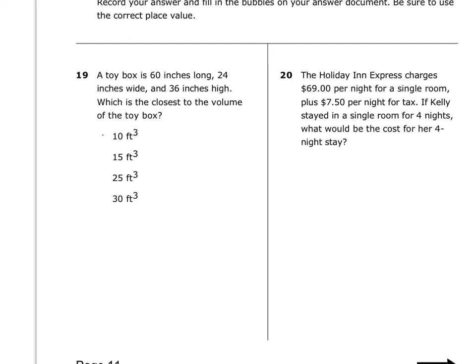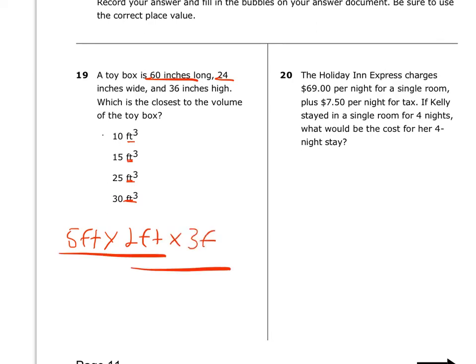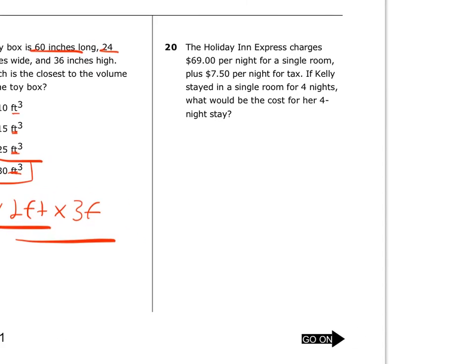All right, number 19 says a toy box is 60 inches long, 24 inches wide, 36 inches high. What is the closest volume of the toy box? If we look at our answer choices, they're all in feet. So we've got to change these into feet first. Instead of 60 inches long, how many feet is that? Instead of 24 inches, instead of 36 inches. What is 5 times 2? 10. Times 3? 30 feet cubed. Easy enough.